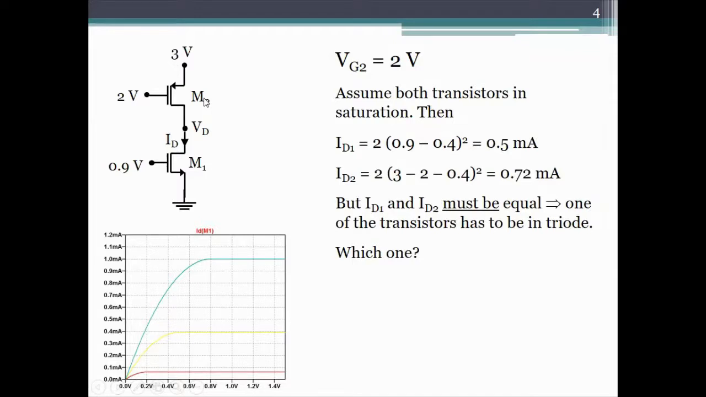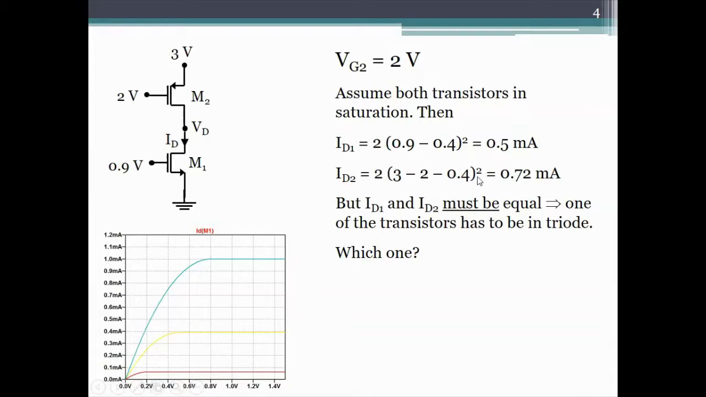One has a higher saturation current than the other. Now let's, for the sake of example, look at M1. Can M1 carry 0.72 milliamps in this circuit? Right now it's carrying 0.5. The answer is no, because M1 can carry a maximum of 0.5 given that the gate source voltage is fixed.